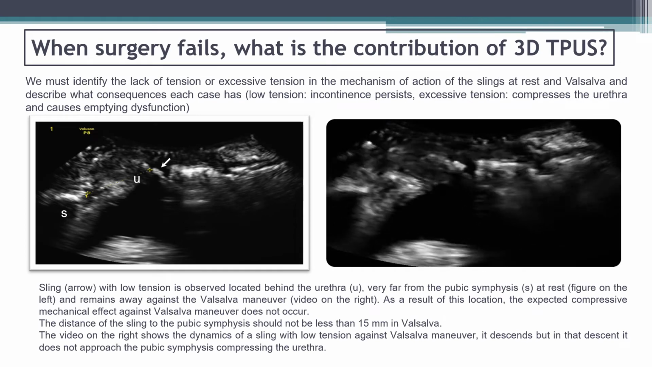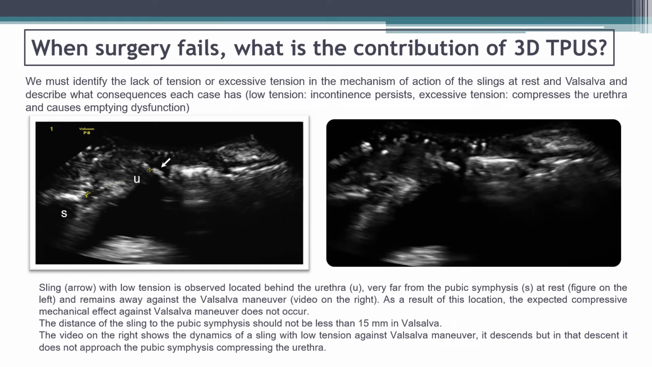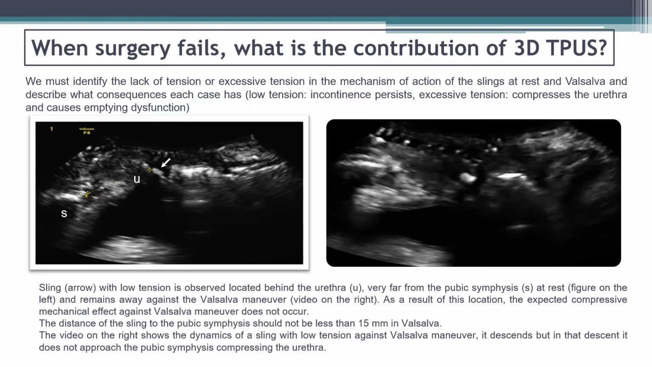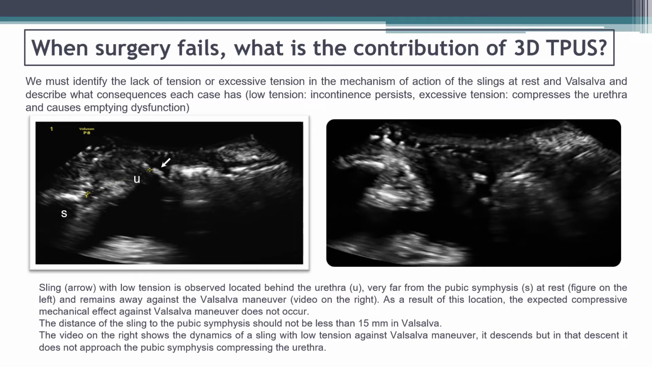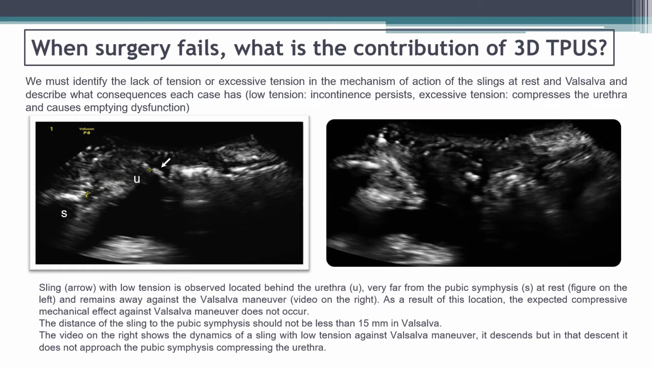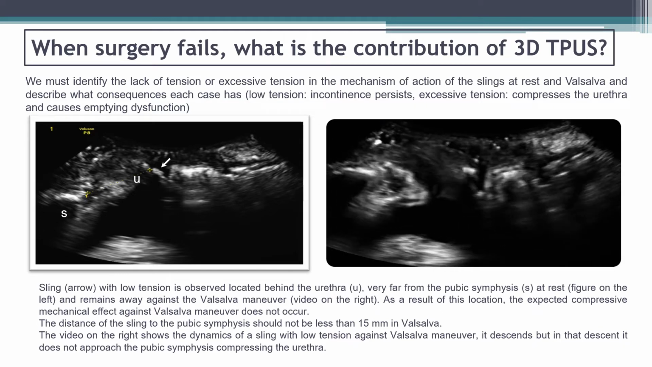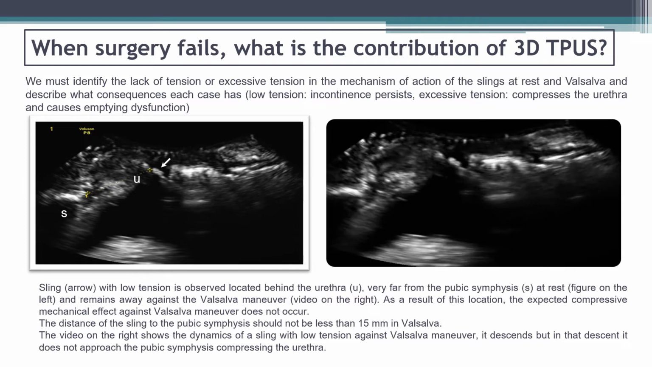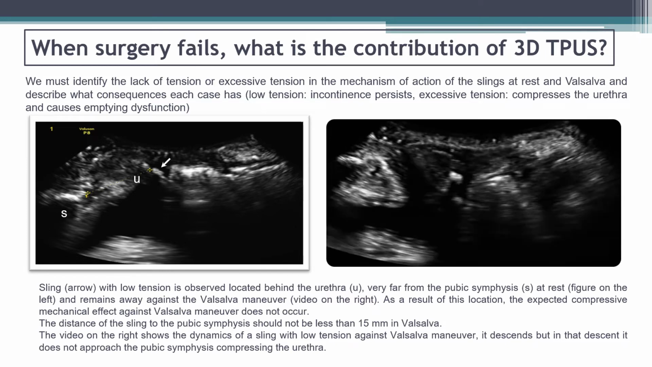But when surgery fails, what is the contribution of 3D transperineal ultrasound? Well, we must identify the lack of tension or excessive tension in the mechanism of action of the slings at rest and Valsalva maneuvers and describe what consequences each case has. In low tension, incontinence persists. With excessive tension, it compresses the urethra and causes emptying dysfunction.